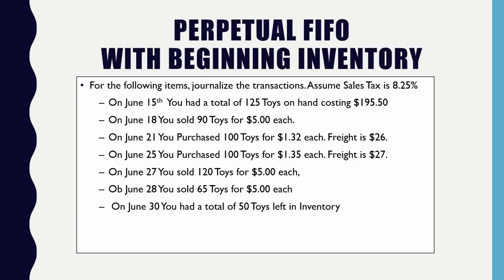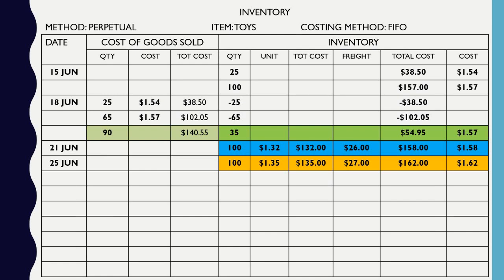Then on June 25th, you made another purchase of 100 toys for $1.35. Freight is $27. And in this case, I've already pre-calculated it for you. This time I chose orange. I'm using every color that I can, making sure I choose a color that doesn't look too similar, because of the contrast between them. You want to be able to tell which is group 1, group 2, and group 3. So now, looking at my inventory worksheet, my green batch is number 1, my blue batch is number 2, and my orange batch is number 3.